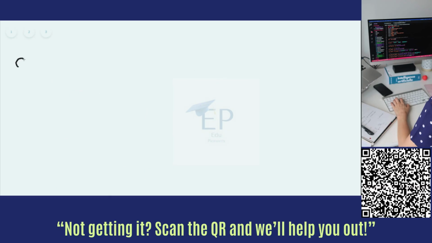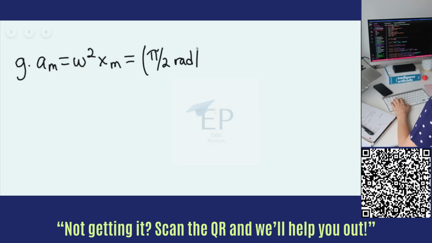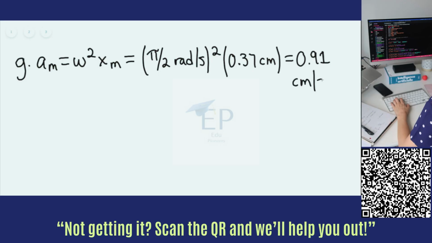For part G, the acceleration amplitude a sub m would be equal to omega squared times the amplitude x sub m. This would be equal to pi over 2 radians per second quantity squared multiplied by 0.37 centimeters. And so this would give us 0.91 centimeters per second squared.